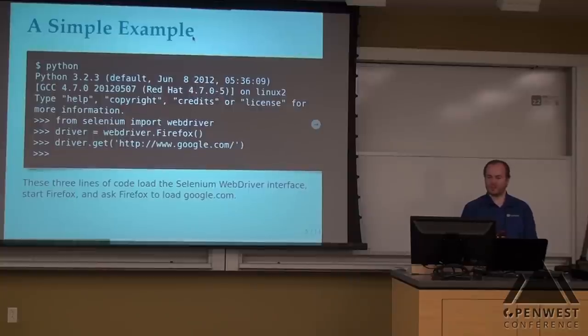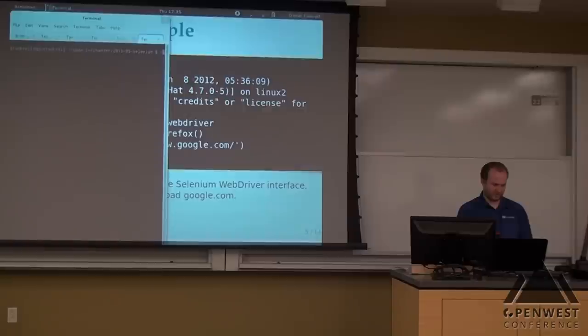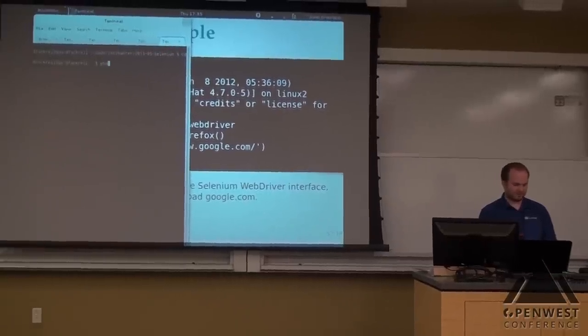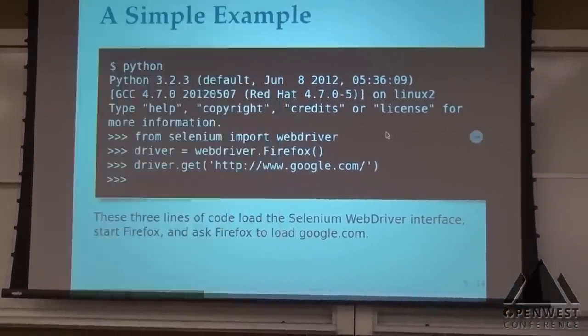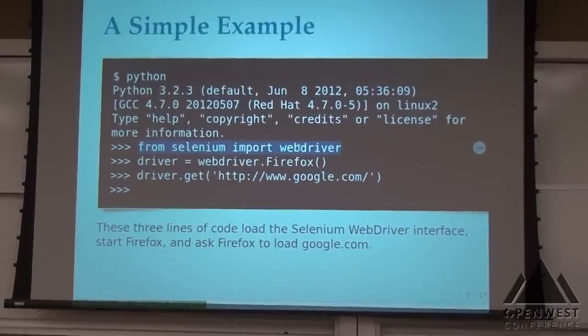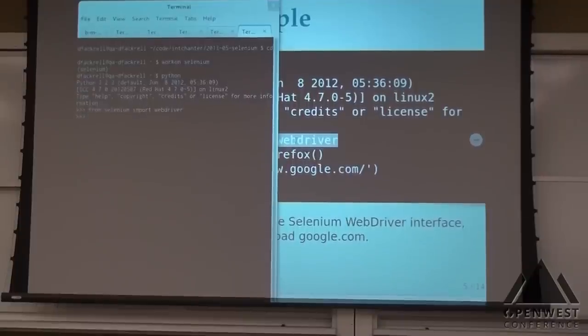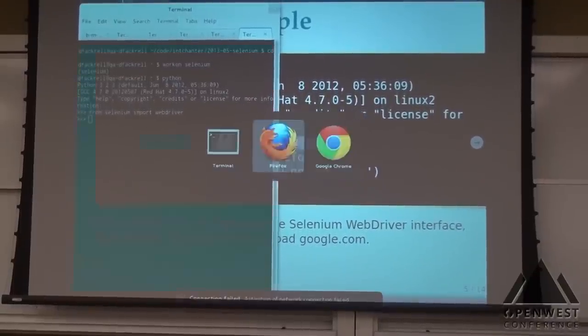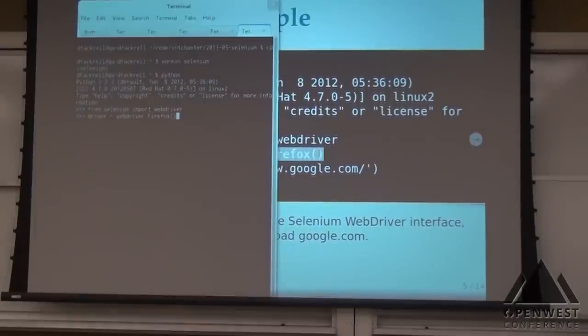So, a very quick example here, and this screen is not as wide as the one I was testing on, so I apologize in advance if something goes off the right side. So I'm going to pull up a terminal here. And let's do scratch actually. So just from Python here, I'm importing the WebDriver library from the Selenium package. And then we'll instantiate a Firefox object out of that.